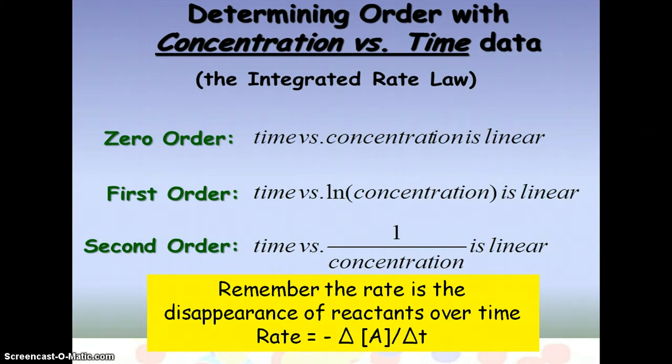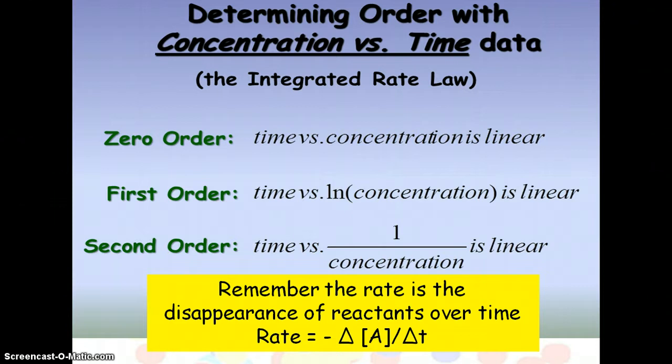Now, whichever of these graphs gives us the most linear line is going to tell us the order of that reaction. So if it's a linear line at concentration versus time, then it's 0 order. If it gives us a linear line at the natural log of concentration versus time, it's first order. And if it gives us a linear line on the 1 over concentration versus time graph, then that is second order. Just remember that we're always talking about the disappearance of reactants over time.